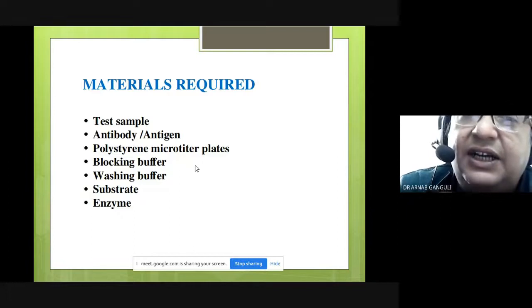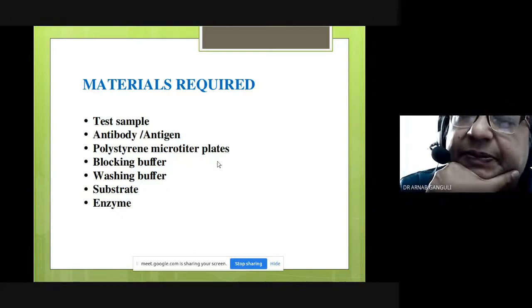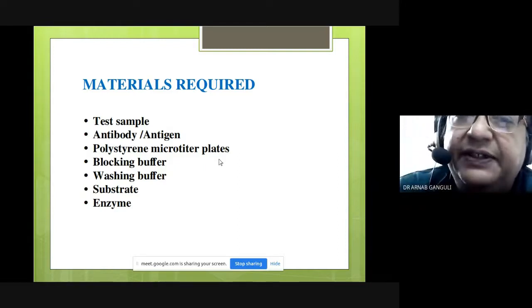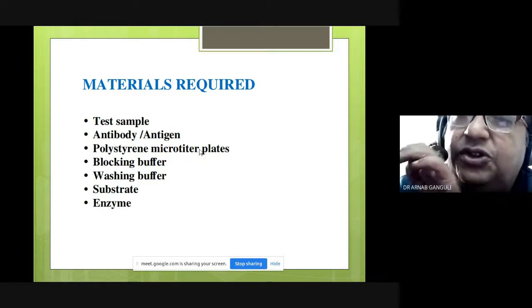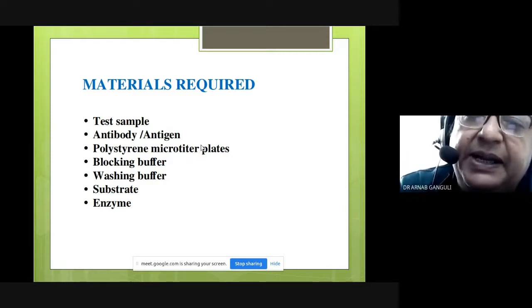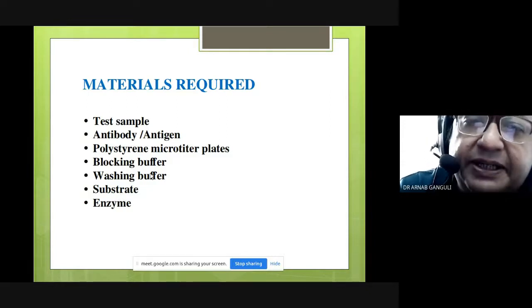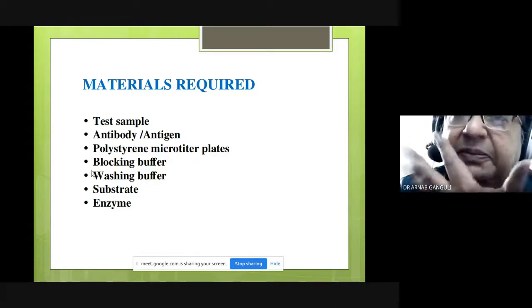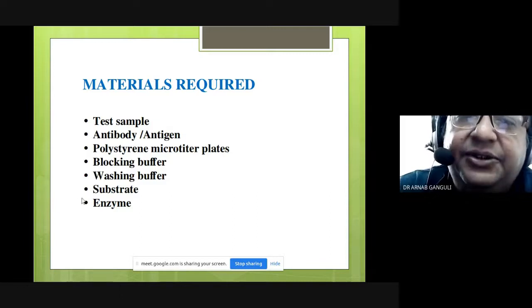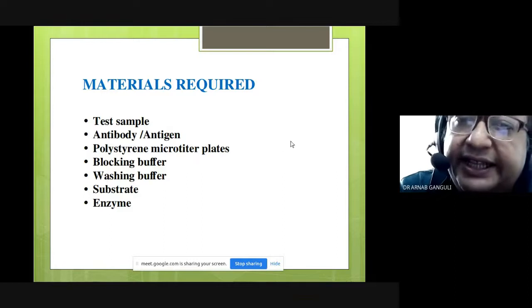So after you coat the plate with your antigen or antibody, all the uneven surface needs to be blocked. You can use bovine serum albumin (BSA) solution, or you can use 5% milk. Some people, I used to use 10% milk. The time taken was small, and then you have to wash. You need a washing buffer, and this washing buffer is normally phosphate buffered saline. And you need the substrate, and you need the enzyme. You need all these things for ELISA.